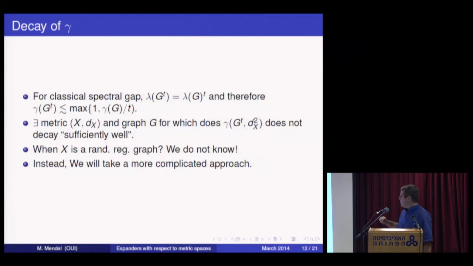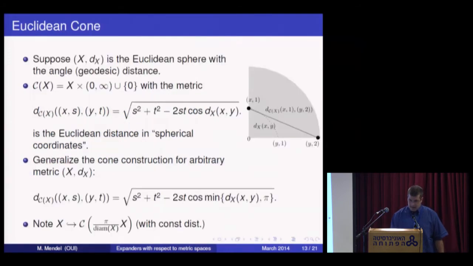But we don't care about general metric spaces in this talk. I care about random regular graphs. You can ask what happens in random regular graphs, and the answer is, as you can see, we don't know. We don't know whether it's good decay or not. What we're going to do is do something more complicated, which we know how to analyze. And this is, as I said before, we're going to embed this.